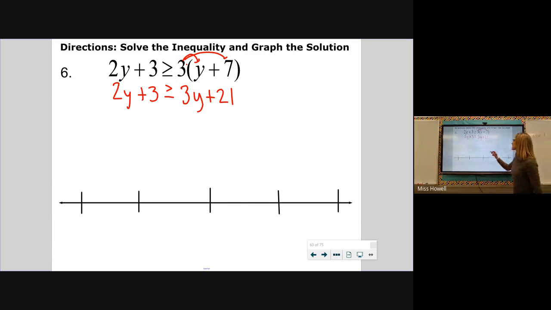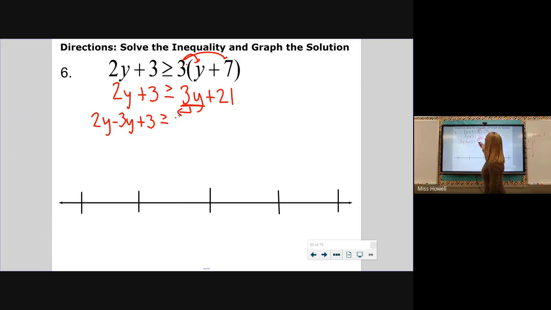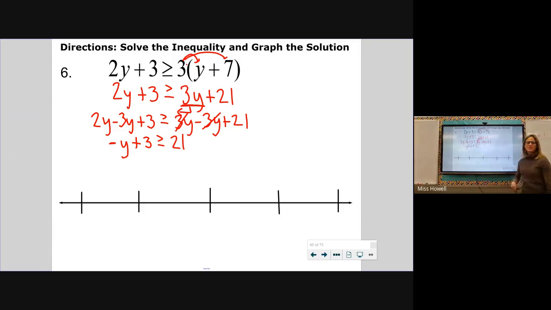So I'm going to take this y and move it to the front by subtracting a 3y from both sides. 2y minus 3y plus 3 is greater than or equal to our 3y minus 3y plus 21. All right, 2 minus 3 would give us negative y, or negative 1y, plus 3 is greater than or equal to 21. Since our y's didn't cancel on both sides here, we don't have a special case, and we're going to solve, and we're going to have a series of solutions that are either greater than or equal to something, or maybe less than or equal to something.